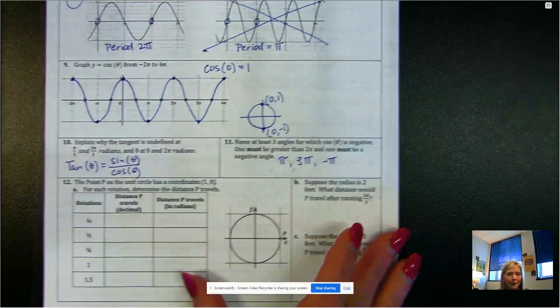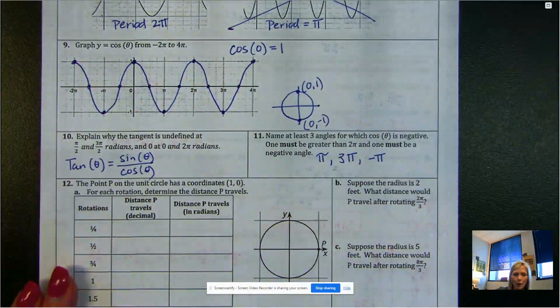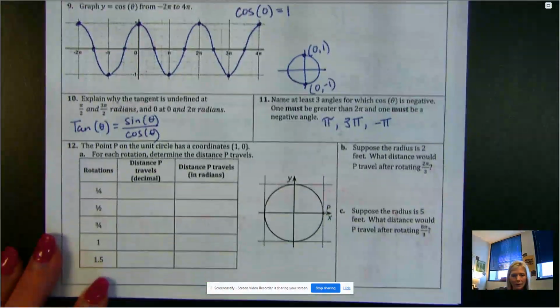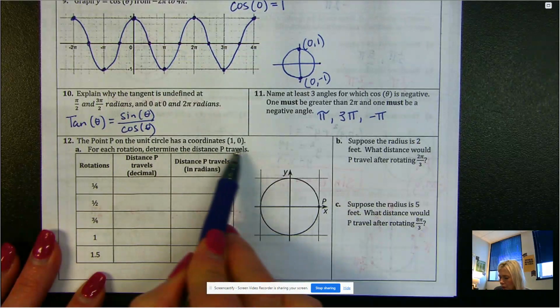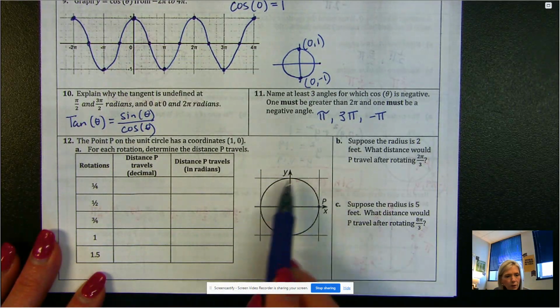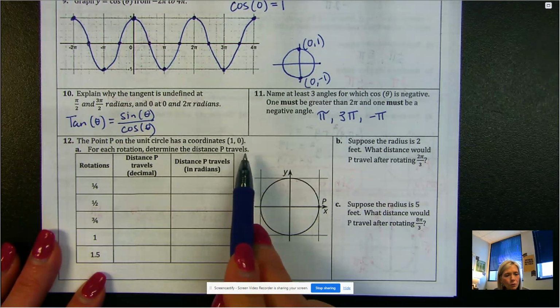All right. Okay, so on number 12, we have this point on the circle at 1, 0. So this is just like the unit circle. For each rotation, determine the distance that P travels.